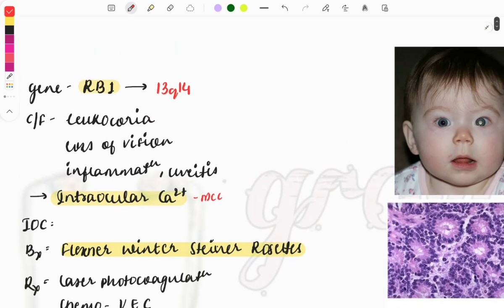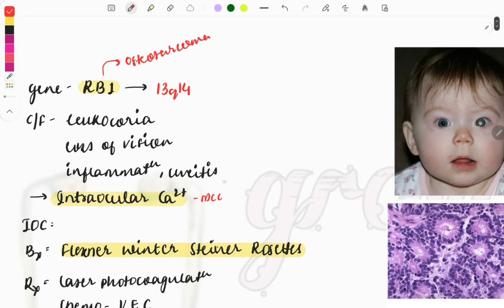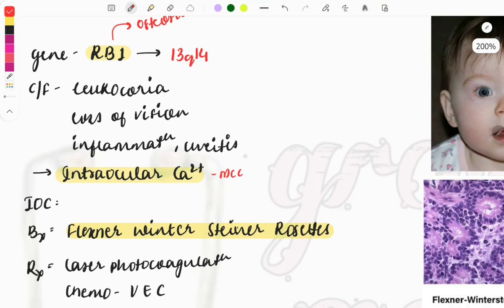The other question asked on the retinoblastoma gene is about associated malignancies. It is osteosarcoma. Osteosarcoma can also be seen in these patients. Okay, so this is about the genetic mutation.